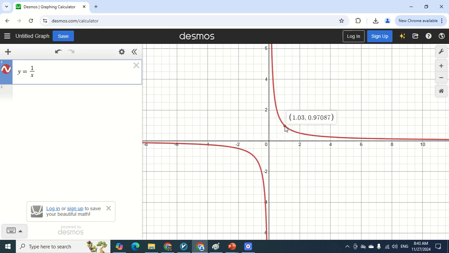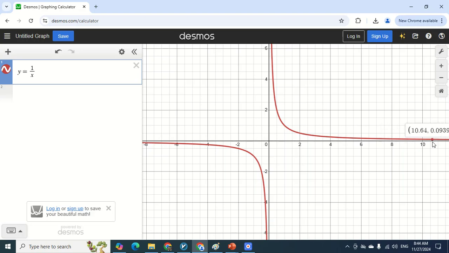At the point 1, if you put 1 for the value of x, then y will be 1. But when we move from the point 1 toward 0, the value of the function gets bigger and bigger. And when we move along the x line toward infinity, approaching infinity, the value of y becomes smaller and smaller.